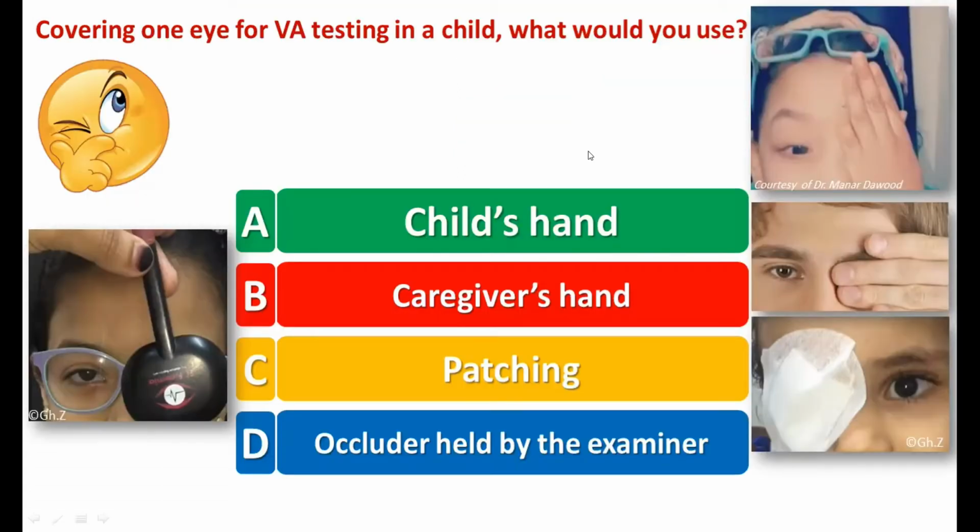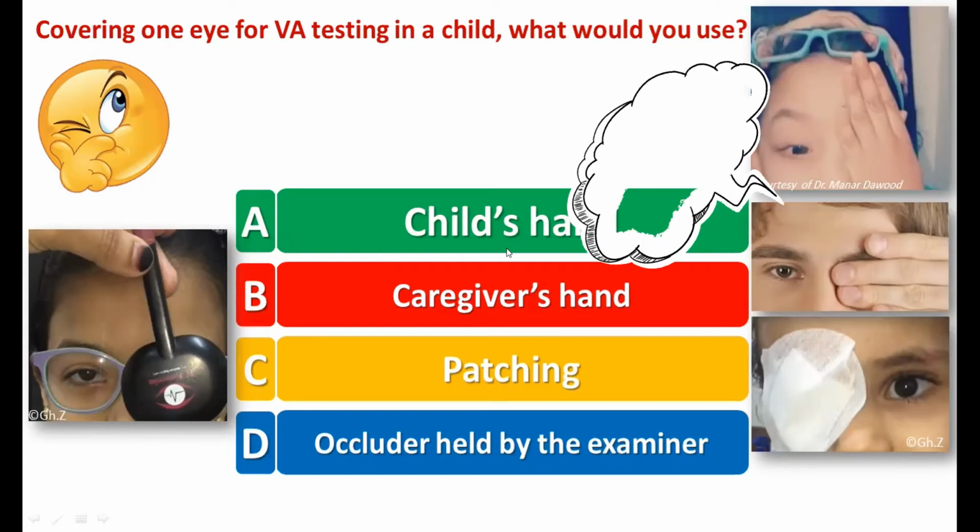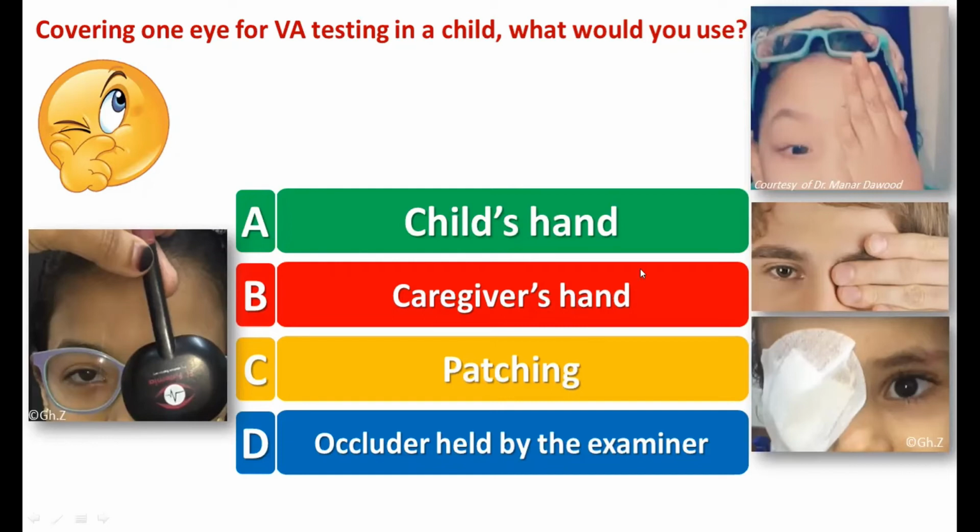And here is another question for you. Covering one eye for visual acuity testing in a child, what would you use? Child's hand, caregiver's hand, patching, or an occluder held by the examiner? Of course, all of these options are possible and acceptable. You can use a child's hand if the child is old enough. But the best, most precise, elegant and professional one is using the occluder, because you have control over covering the eye properly, and also it's away from the eye.